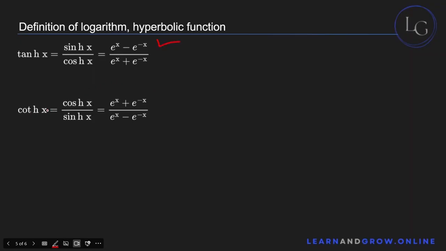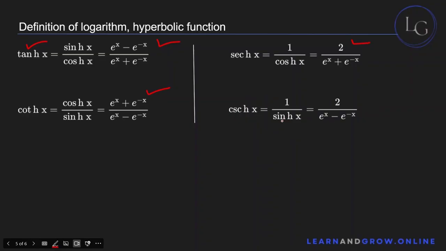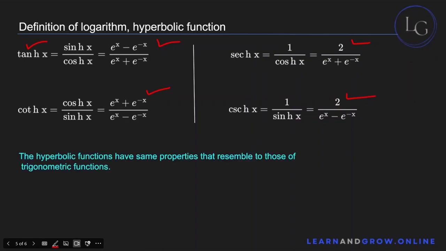And again, cotangent hyperbolic of x is just the reciprocal of tan hyperbolic of x. So you just flip it, take the reciprocal, right? Then you have secant hyperbolic of x, which is just the reciprocal of the cosine hyperbolic of x, and you get this. And cosecant hyperbolic of x is just the reciprocal of sine hyperbolic of x, and you get this. Simple, really. You can see that the hyperbolic functions have properties that resemble those of the trigonometric functions. I think we've established that fairly well over here, right?